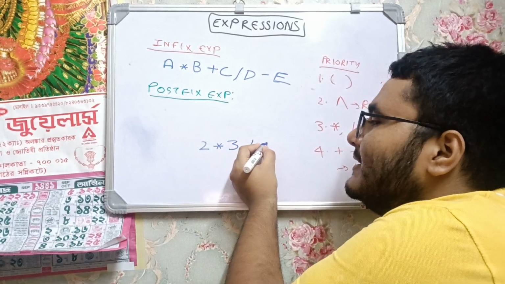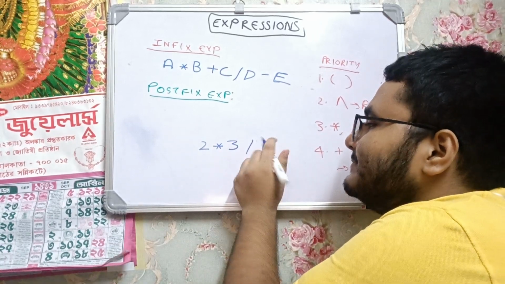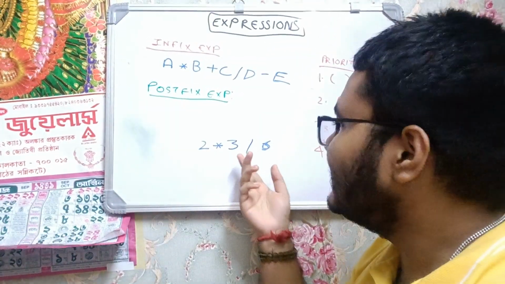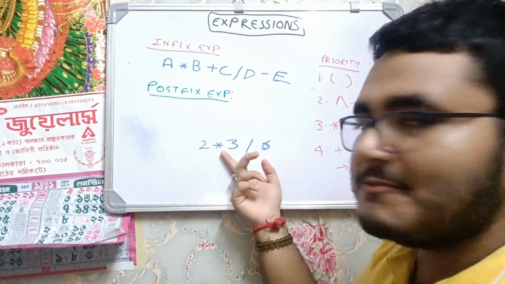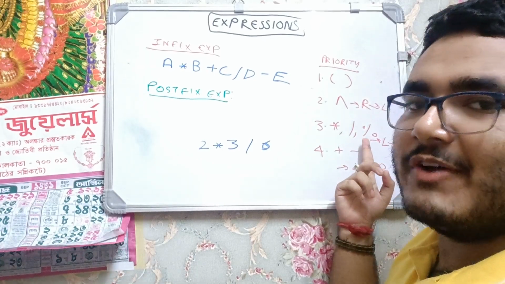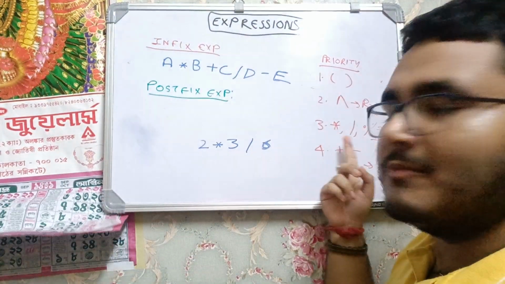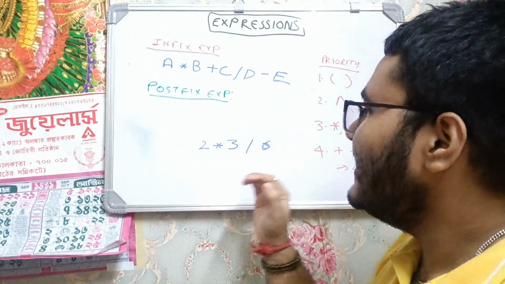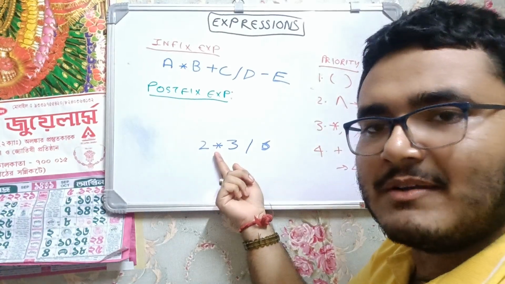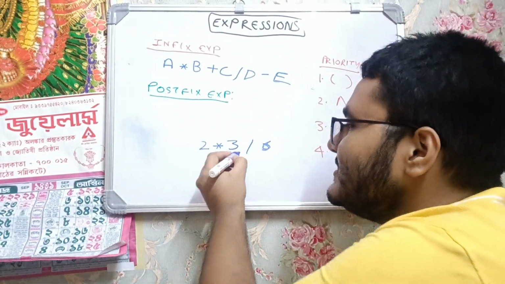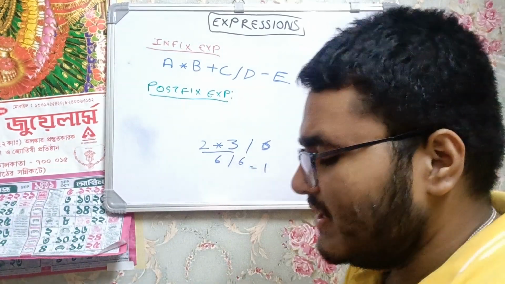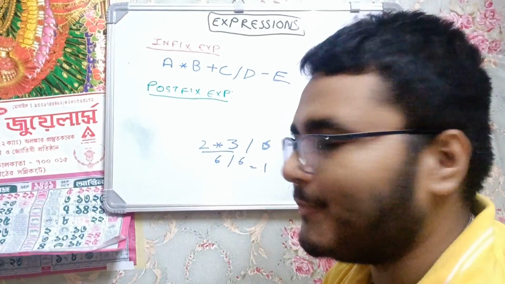Whereas if I give you 2 into 3 by 6, as per the rule, we will be solving the leftmost first. Multiplication and division have the same priority, as per the rule of priority. So who is the leftmost here? Multiplication. So 2 into 3 is 6 first, then by 6. So our result is 1. That is all about the priority of operators.